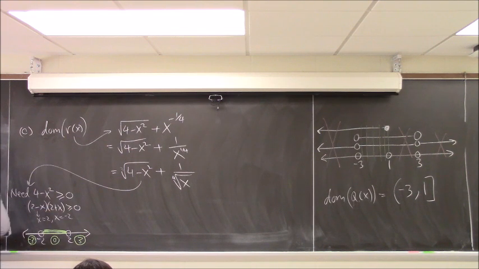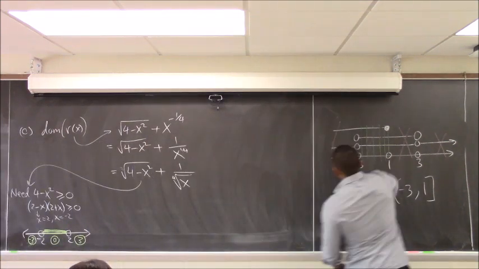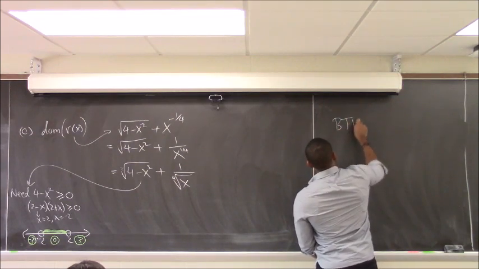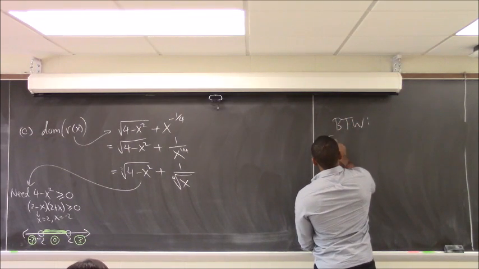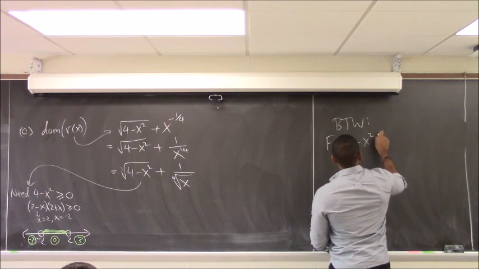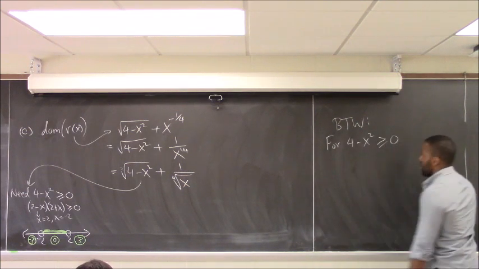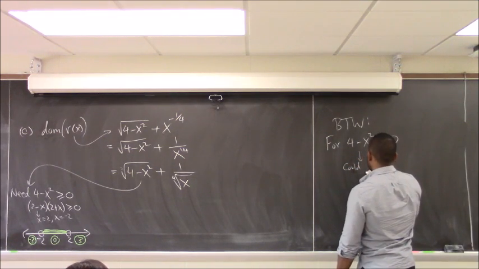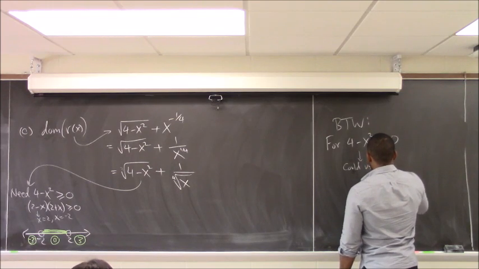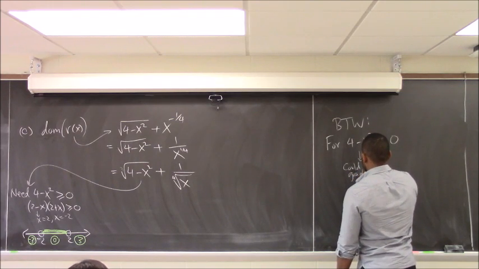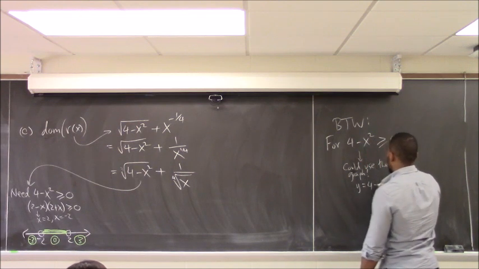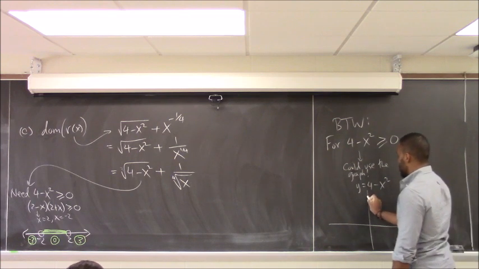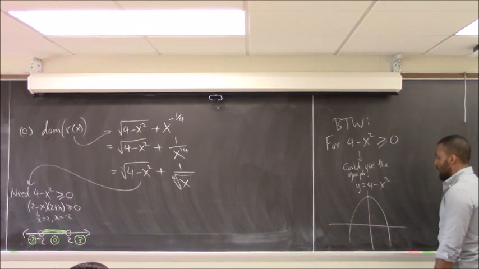By the way, let me just mention this really quickly. For, say, 4 minus x squared greater than or equal to 0, it happens to be an expression that you should be able to graph easily. You could use the graph. Like if you're graphing y equals 4 minus x squared, what does that actually look like? Upside down parabola, symmetric about the y-axis.